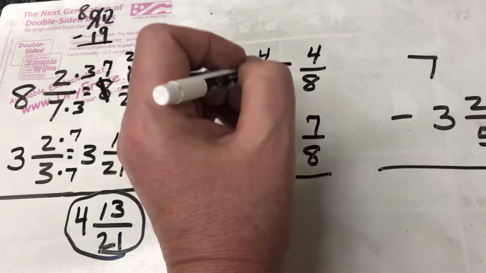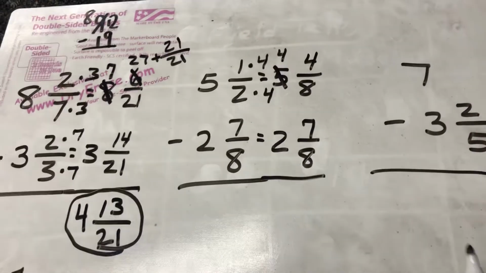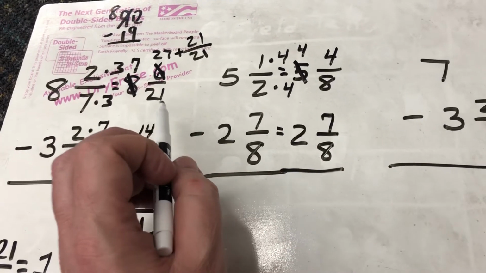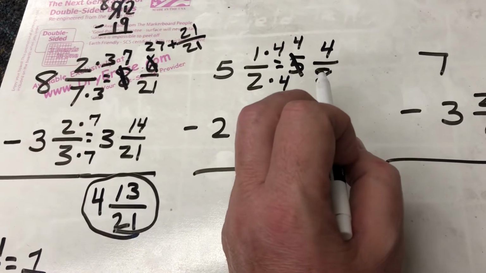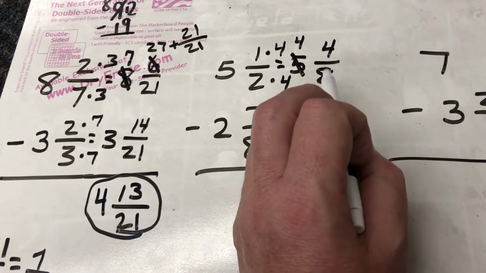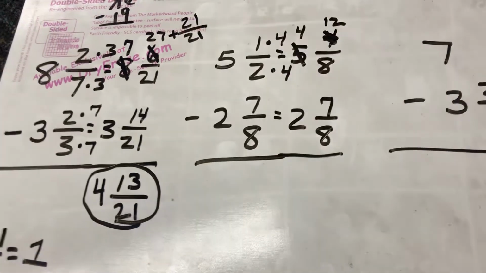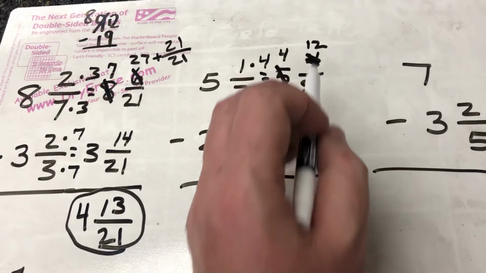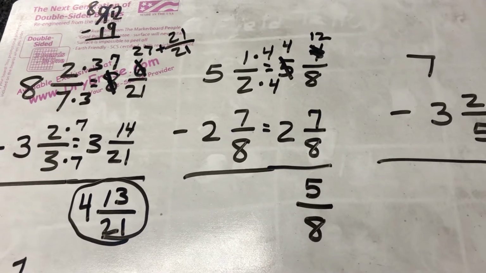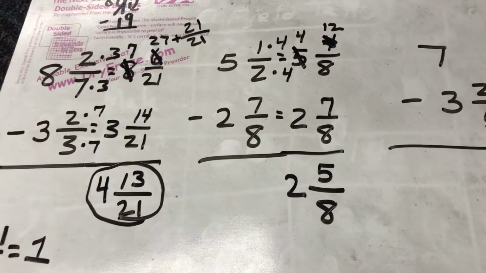So once again, I'm going to borrow from the 5, and the 5 is going to become a 4. Now remember, since I borrowed one whole part, I'm thinking 8 over 8. Here I used 21 because my denominator was 21. Here it's 8. 8 over 8. Well, when I add 8 over 8 to 4 over 8, 8 plus 4 is 12. So this becomes 12 over 8. Well, 12 over 8 minus 7 over 8. 12 minus 7 is 5. Common denominator 8 stays the same. 4 minus 2 is 2. I end up with 2 and 5/8.